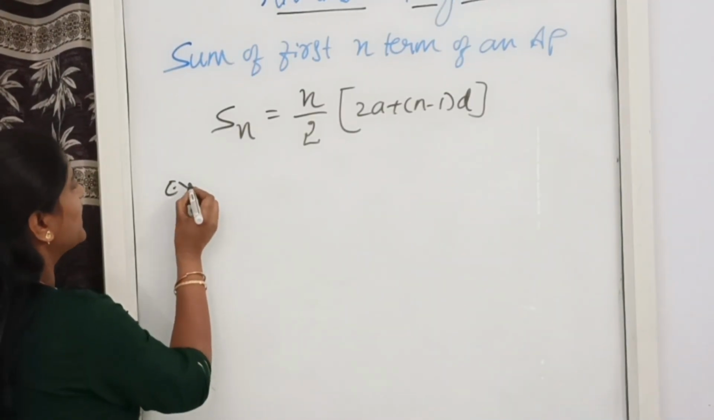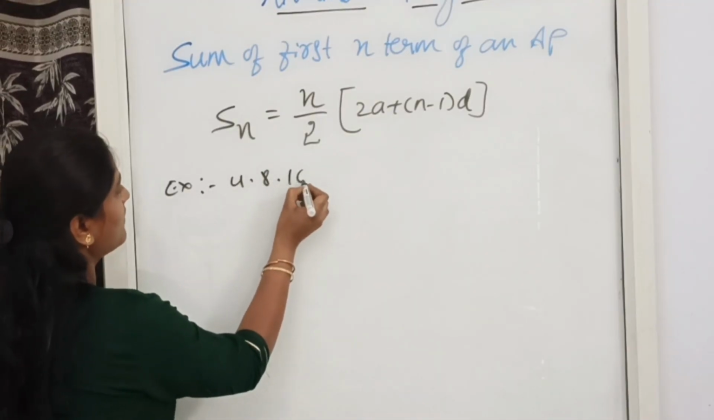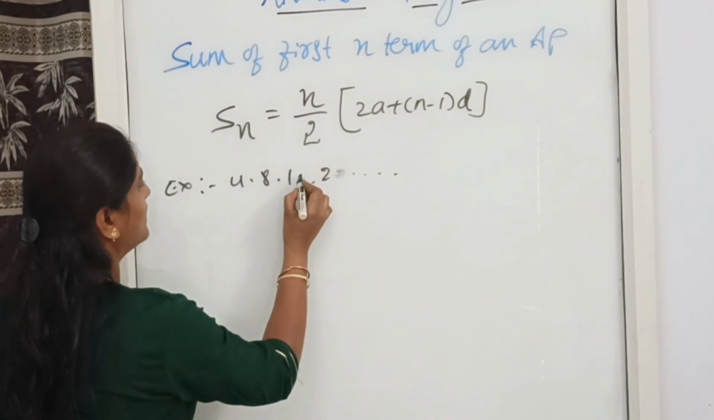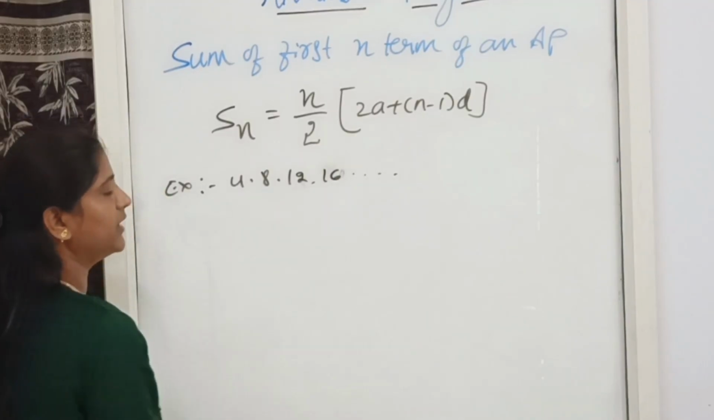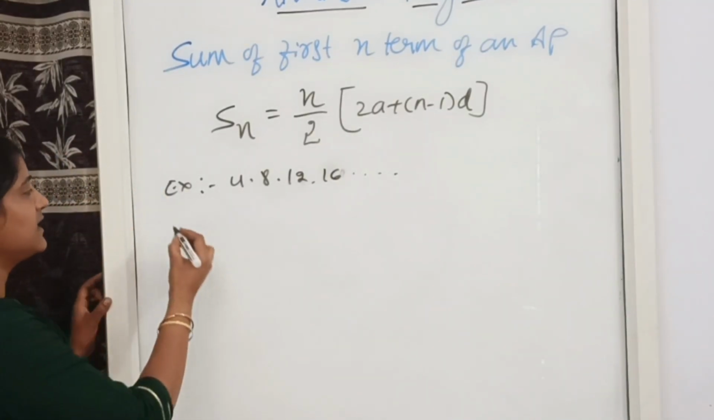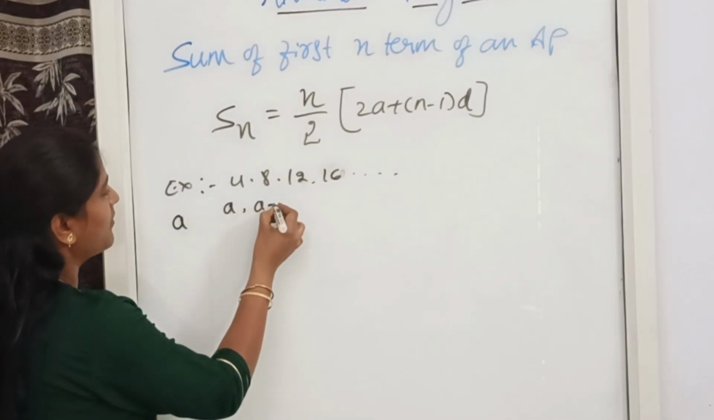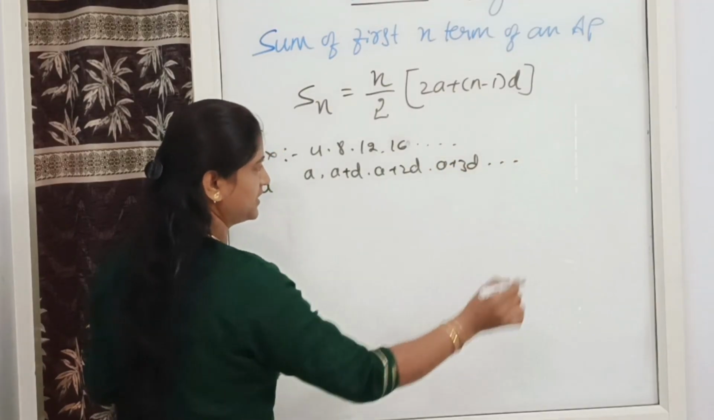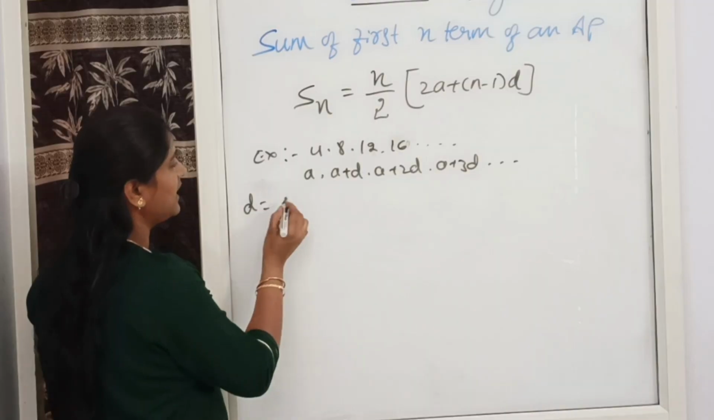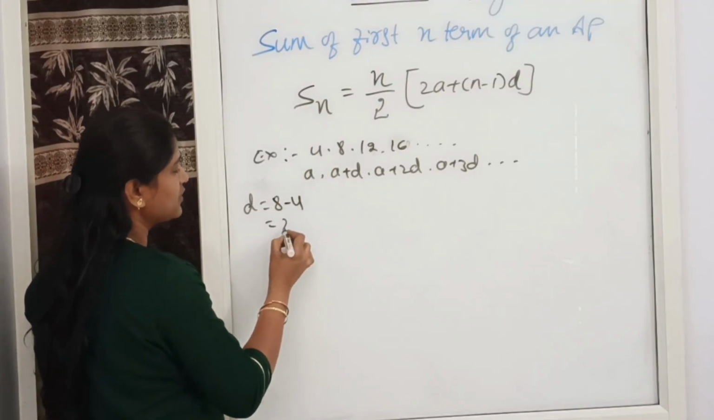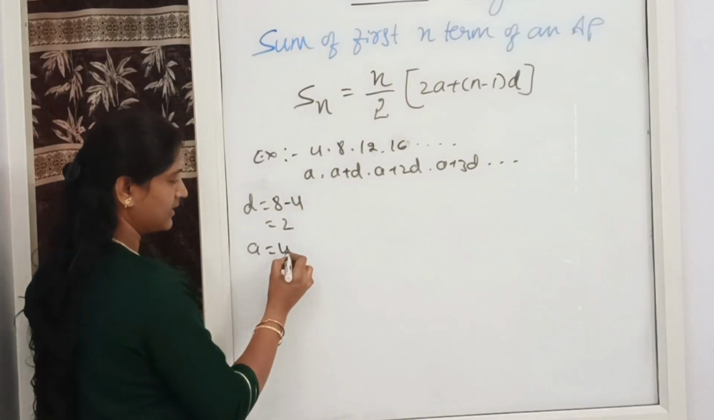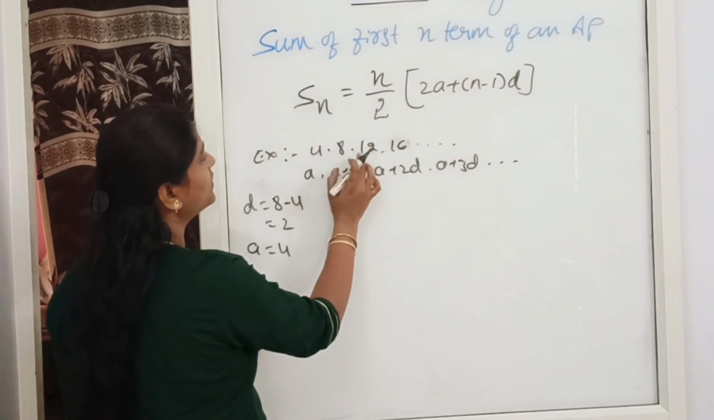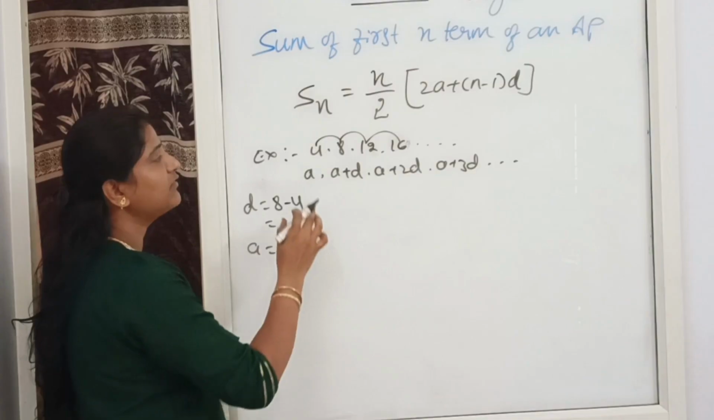For example, you can consider any AP: 4, 8, 12, 16, the 4 table. As I already said, the first term is A, then A plus D, A plus 2D, A plus 3D, and so on. So you find out D first. D is 8 minus 4, that is 4. The first term is 4. Here substitute into the formula, and n means how many? 1, 2, 3, 4. I just need to find the summation of these 4 numbers.